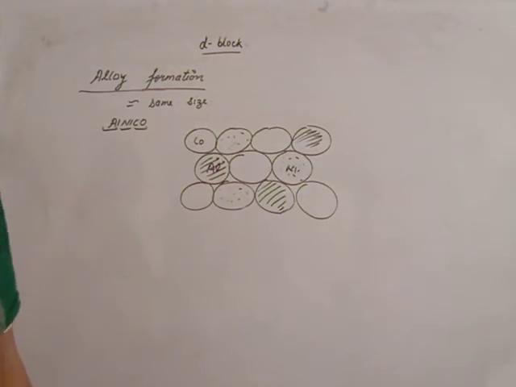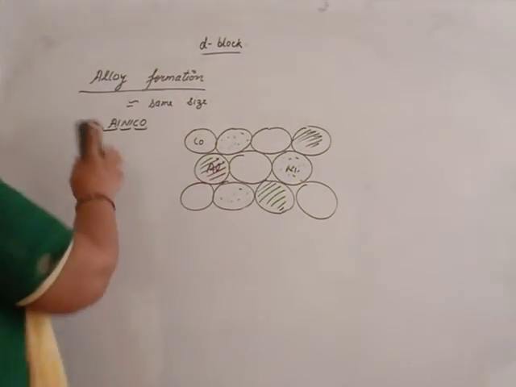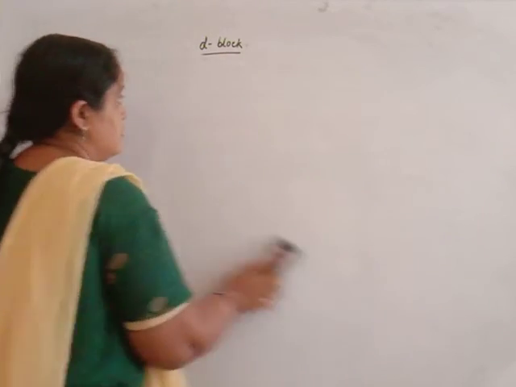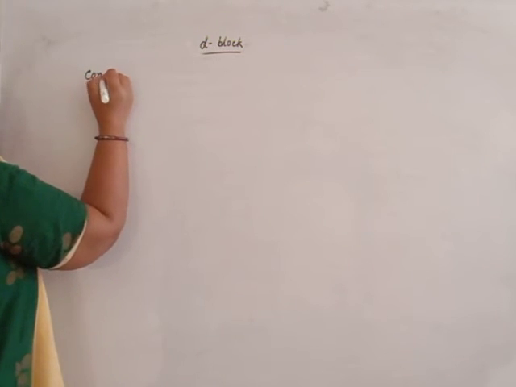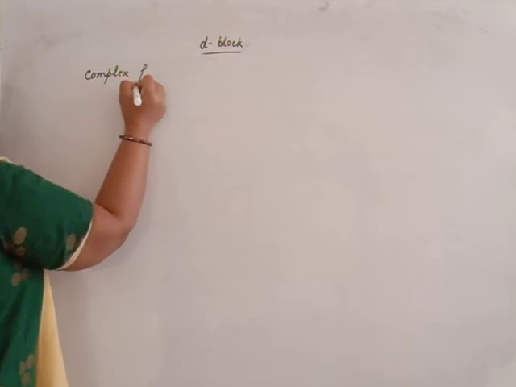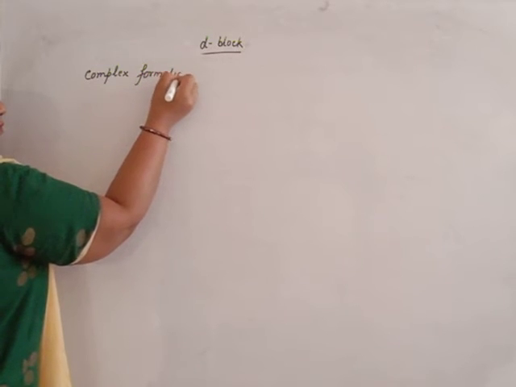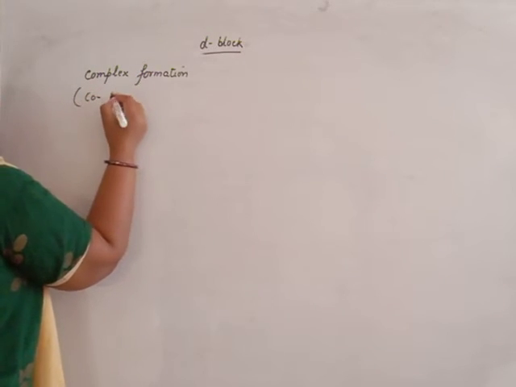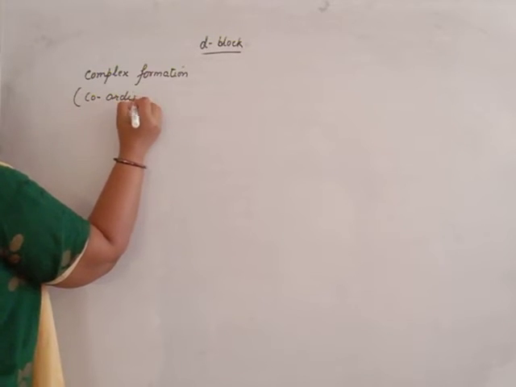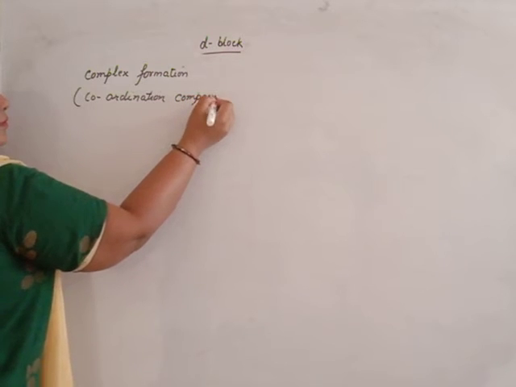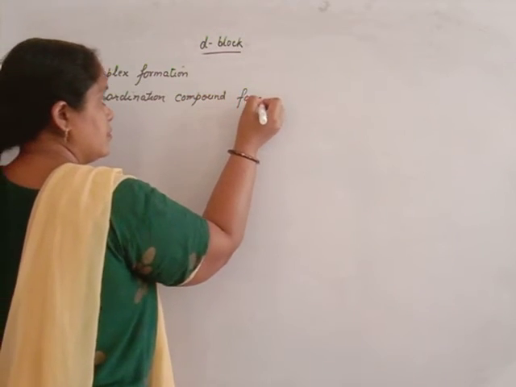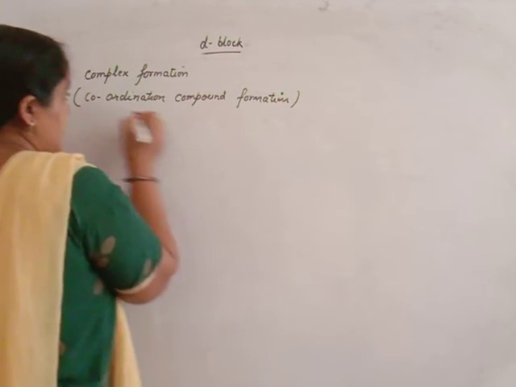Next, beta, d block elements help in coordination compound formation. D block elements form complexes. That is the complex formation. Complex formation means coordination compound. These coordination compounds will be discussed in our next unit, that is the coordination chemistry.